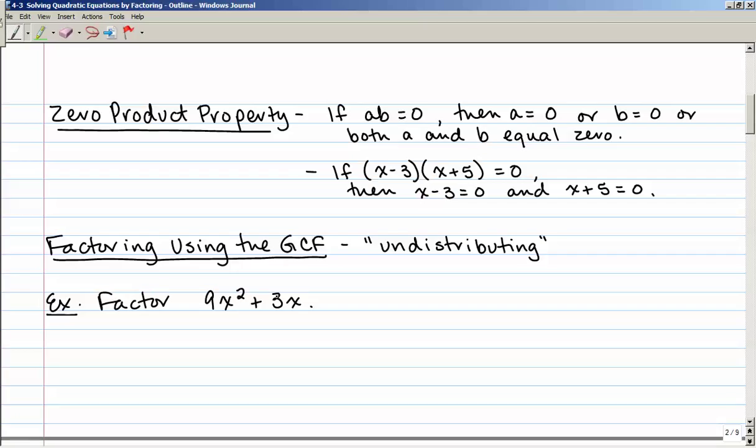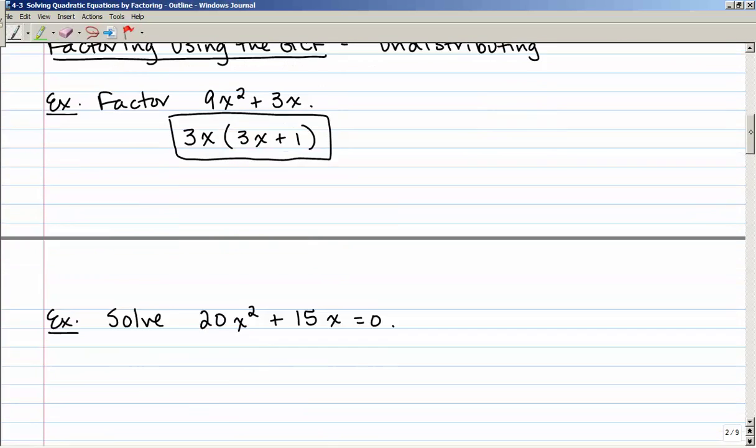And then looking at the variables, x squared and x, what's the biggest power of x that goes into both of those? So that's going to be a 3 and an x. So I'm basically going to undistribute a 3x from each of those. So basically 9x squared divided by 3x gives me a 3x and a plus 1. The easiest way to know that you did this right is to check by distributing. If I do 3x times the quantity 3x plus 1, I should get back where I started. 3x times 3x is 9x squared. 3x times 1 is 3x. So factoring by using the greatest common factor is basically undistributing.